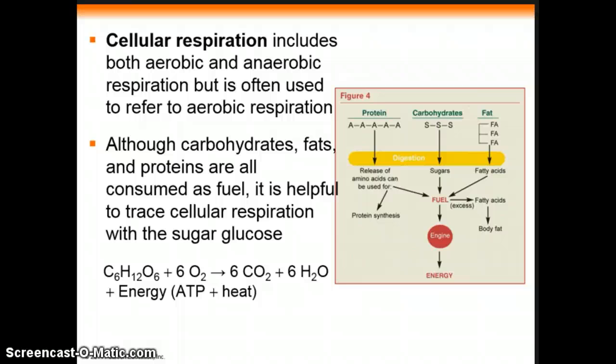But in reality, carbohydrates, fats, and proteins can all be used as fuel. For the purposes of studying the process of cellular respiration, we're going to focus simply on the breakdown of a glucose molecule using the formula that everyone is familiar with. Here, C6H12O6 glucose combines with 6 oxygen molecules to produce 6 carbon dioxide molecules and 6 water molecules, as well as energy in the form of ATP and heat.